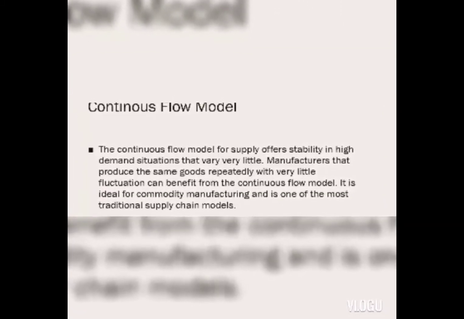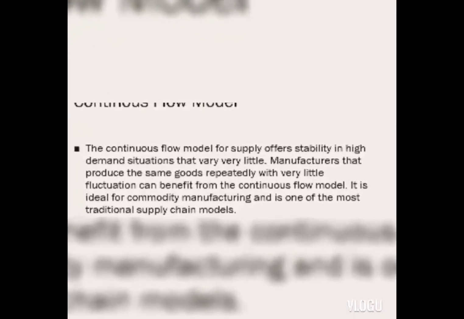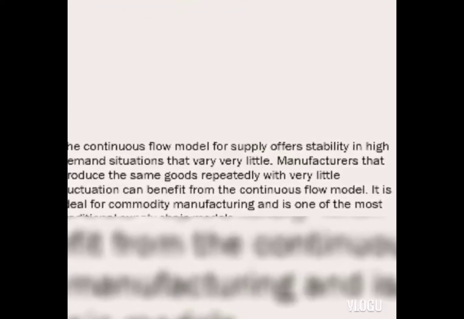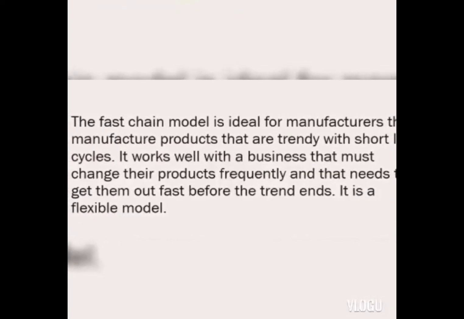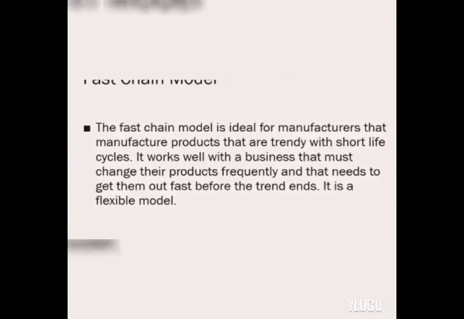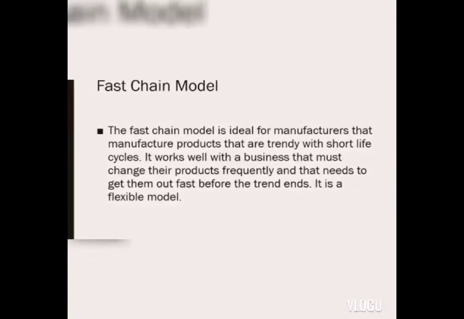Continuous flow is typically for a very mature supply chain with a customer demand profile that has little variation. Fast chain model is often used by businesses that manufacture finished products and deal mainly with extremely trendy products that have a short life cycle.